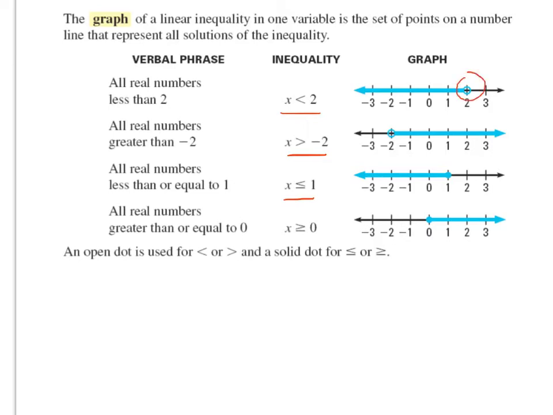Notice the open circle because we don't want to include 2, but we want all the real numbers to the left of 2, so that's the first graph. X greater than negative 2, again, open circle at negative 2, we're not including that value, but we want all the real values to the right.